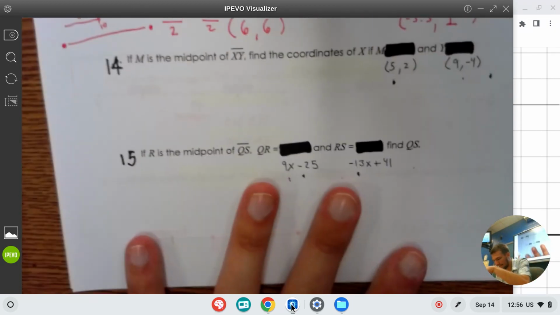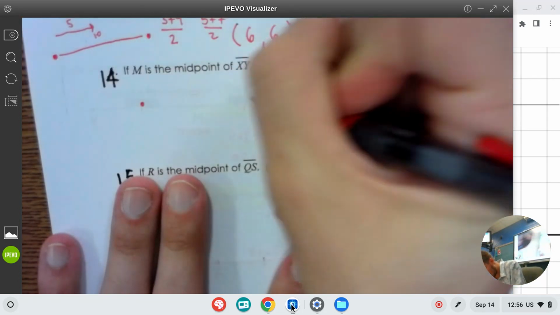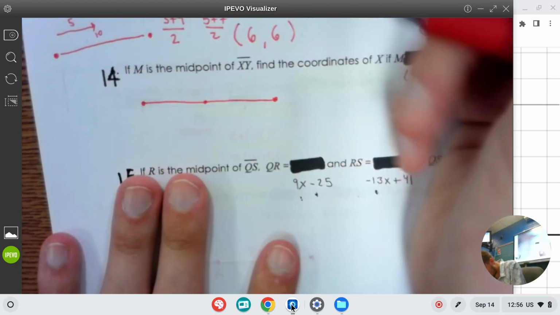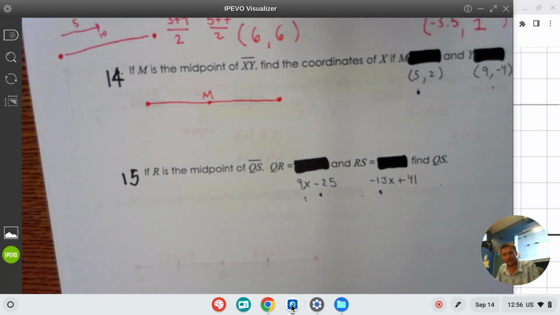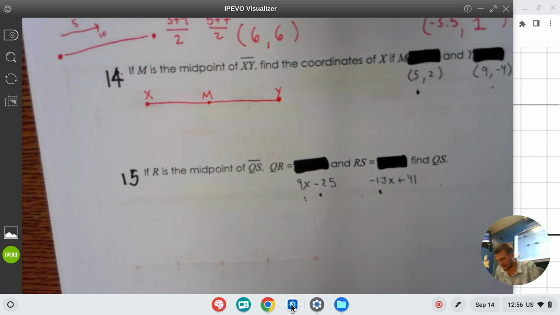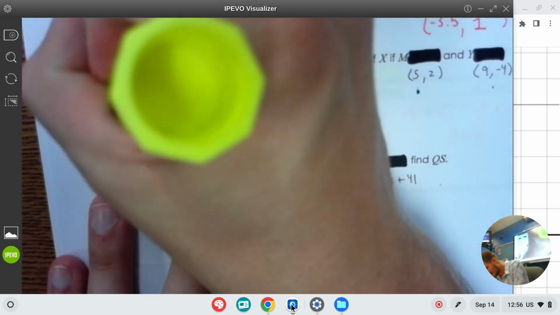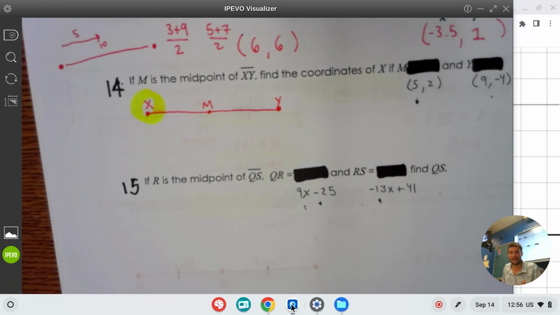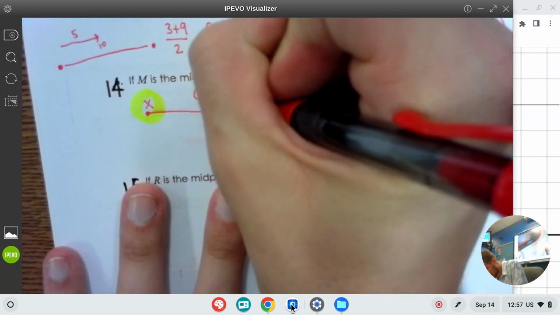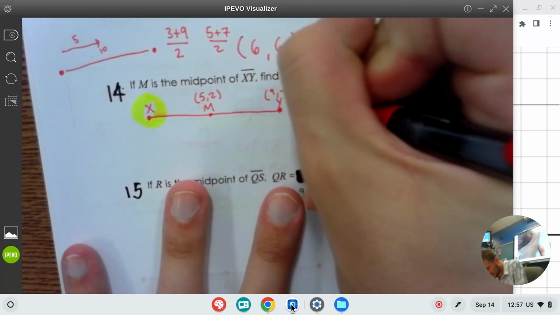Okay, if M is the midpoint of XY, all right, I'm always going to draw myself a little picture because it takes 10 seconds. It helps me out. So M is the midpoint of X, Y. Find the coordinates of X. So that tells me that X is a mystery. I don't know what X is. M is my point here, (5, 2), and Y is my point here of (9, -4).